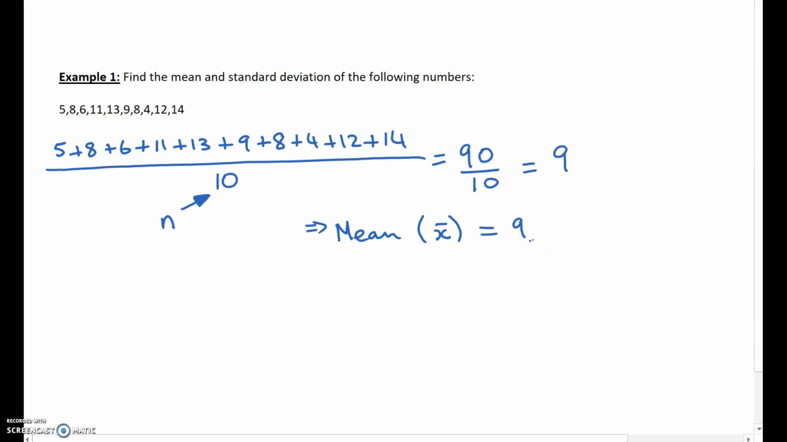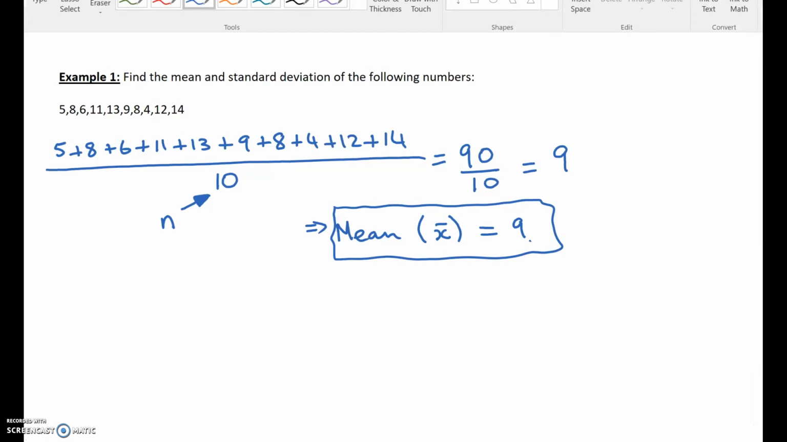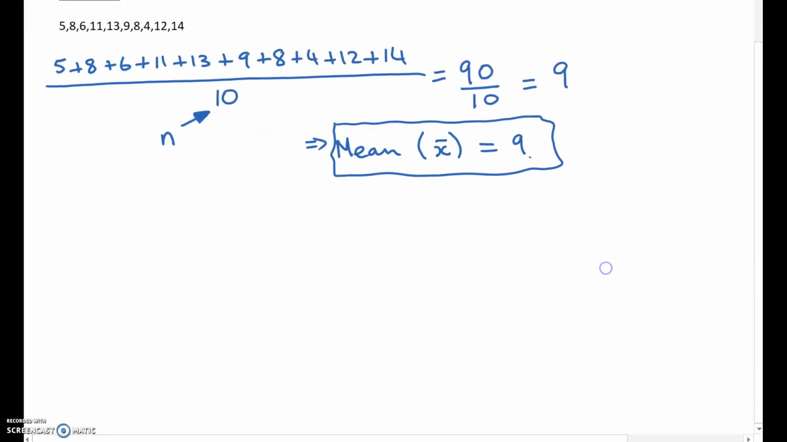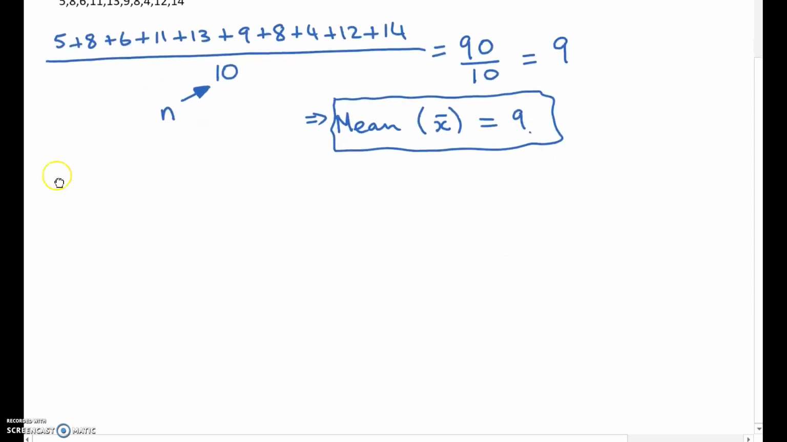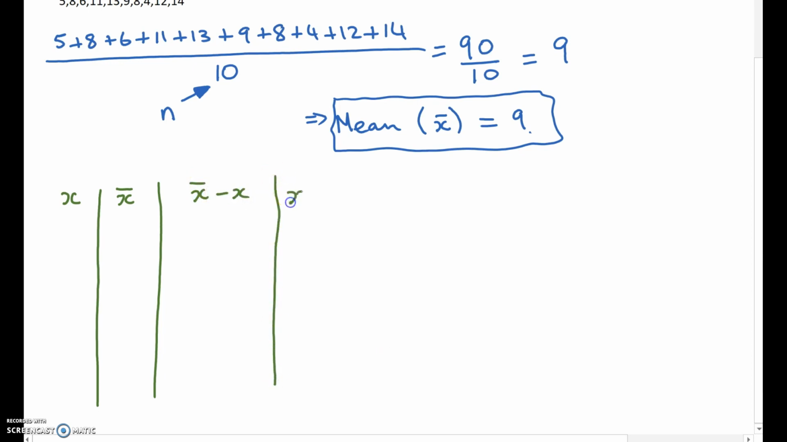Okay. Now, the second thing we're going to try and do is to find the standard deviation. So, for standard deviation, we're going to work from the mean, and then we're going to make a new chart. And we're going to have x, and then we'll have x bar, and we'll have x bar minus x, and x bar minus x squared. Okay, this just gives us a nice way to lay it out.